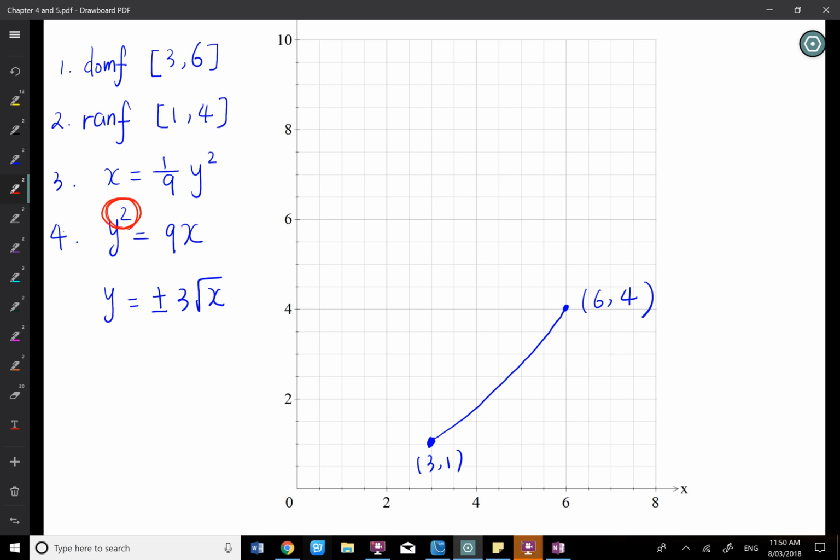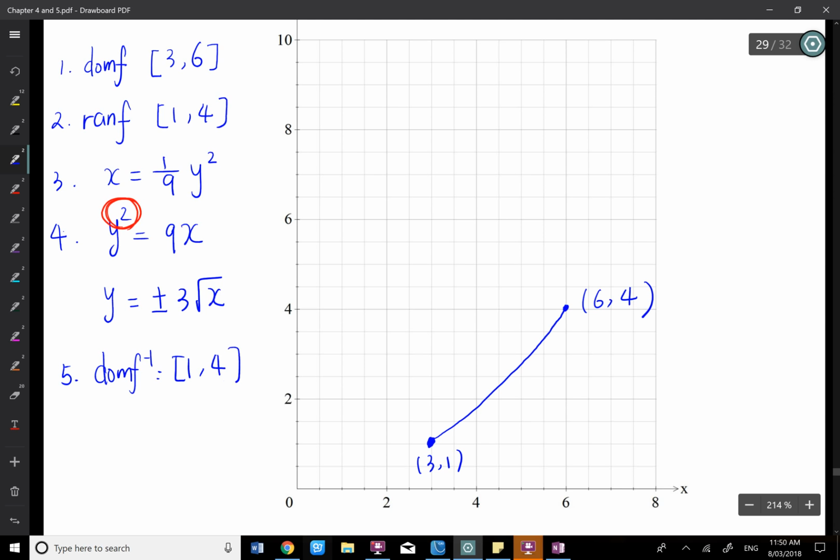I can't take both. I can't decide yet. That's why I need step number 6, like in a quadratic equation. So let's keep going with that. Number 5 will be the domain for f inverse. What is it? 1 to 4. And number 6 is the range of f inverse. What's that?